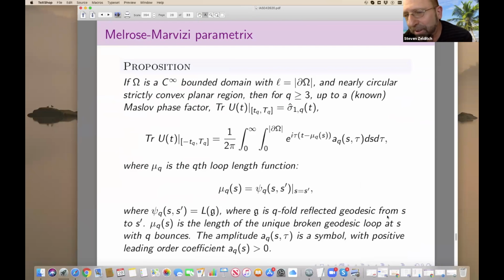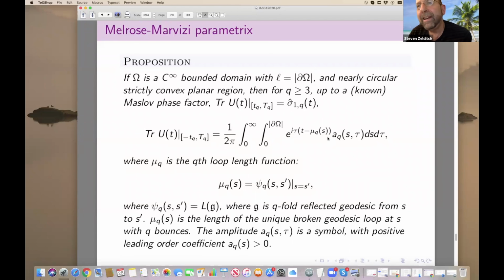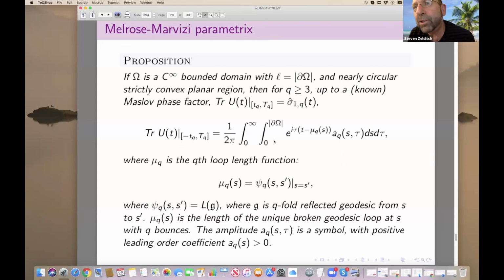Now, this is a really crucial tool. It's a very nice thing of Melrose and Marvizi. It's not stated quite correctly in their paper, but it's stated correctly in our paper. So suppose you have a domain and you want to look at the component sigma hat 1q, which is the trace restricted to the qth band. Then, using Chazarain's q-bounce parametrix, you can write down the trace as an oscillatory integral of an extremely special form. It has only two integral signs. This is a homogeneous integral. In a moment, we're going to get rid of one of the integral signs. This is a homogeneous integral in the tau variable, that's this large parameter, like 1 over h bar.